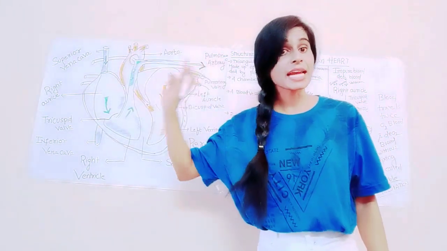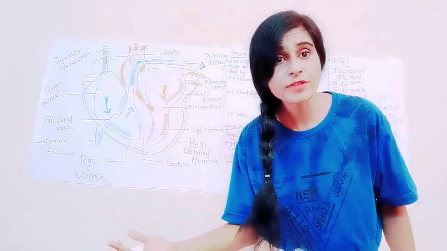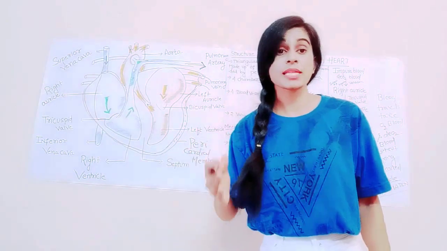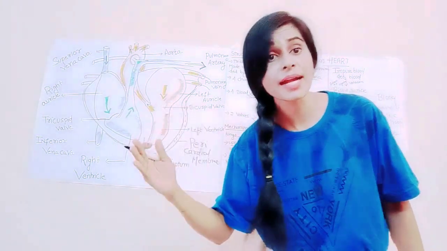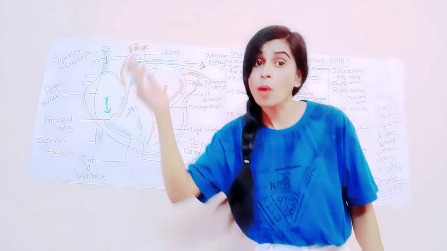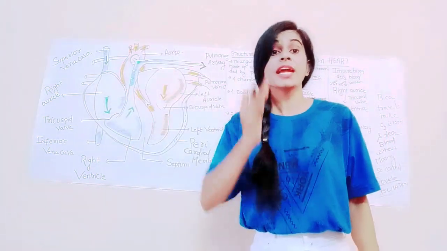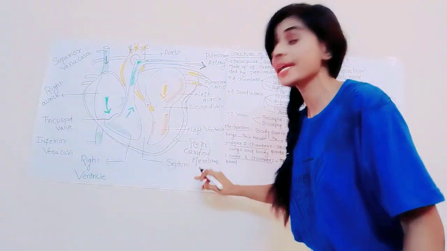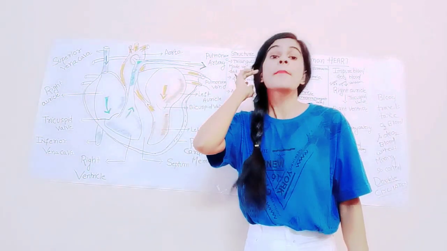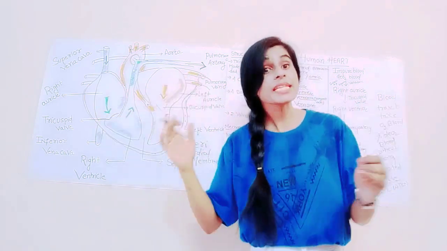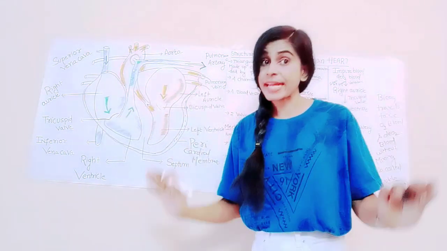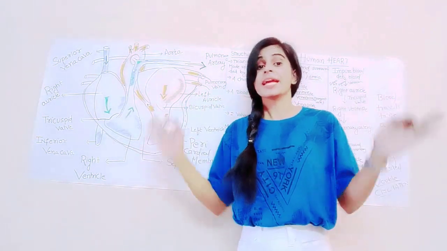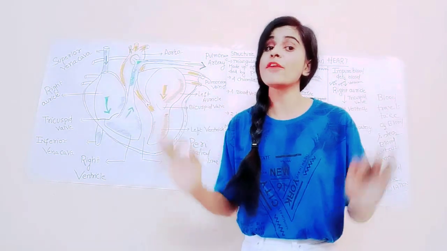The heart is surrounded by a membrane. What is the name of that membrane? Pericardial membrane. What is present inside the membrane? A fluid is present. And what is the name of that fluid? Pericardial fluid, guys. And what is the use of this fluid? It protects the heart from any kind of shock.